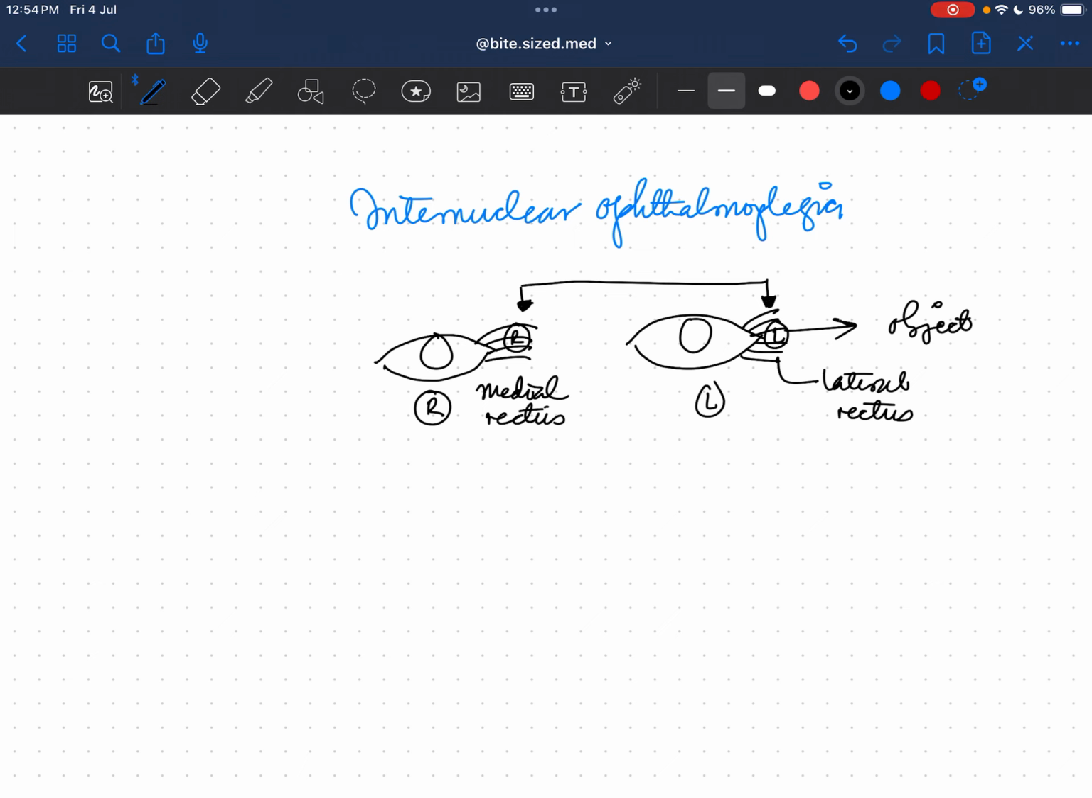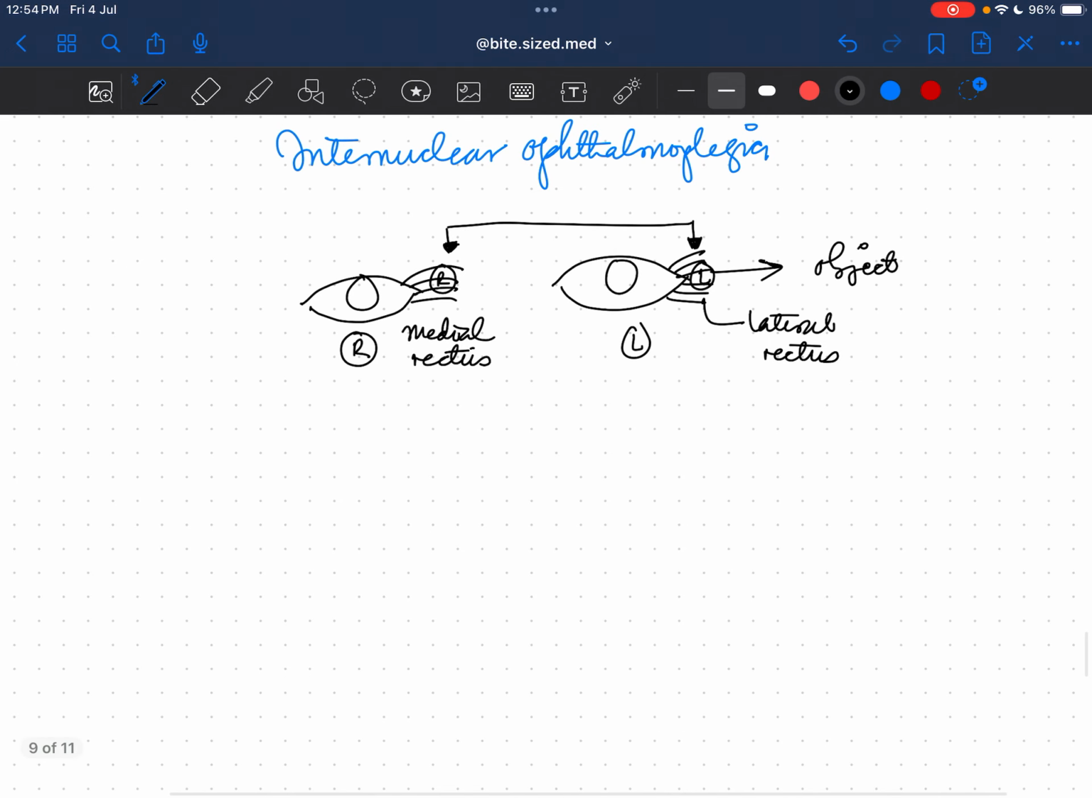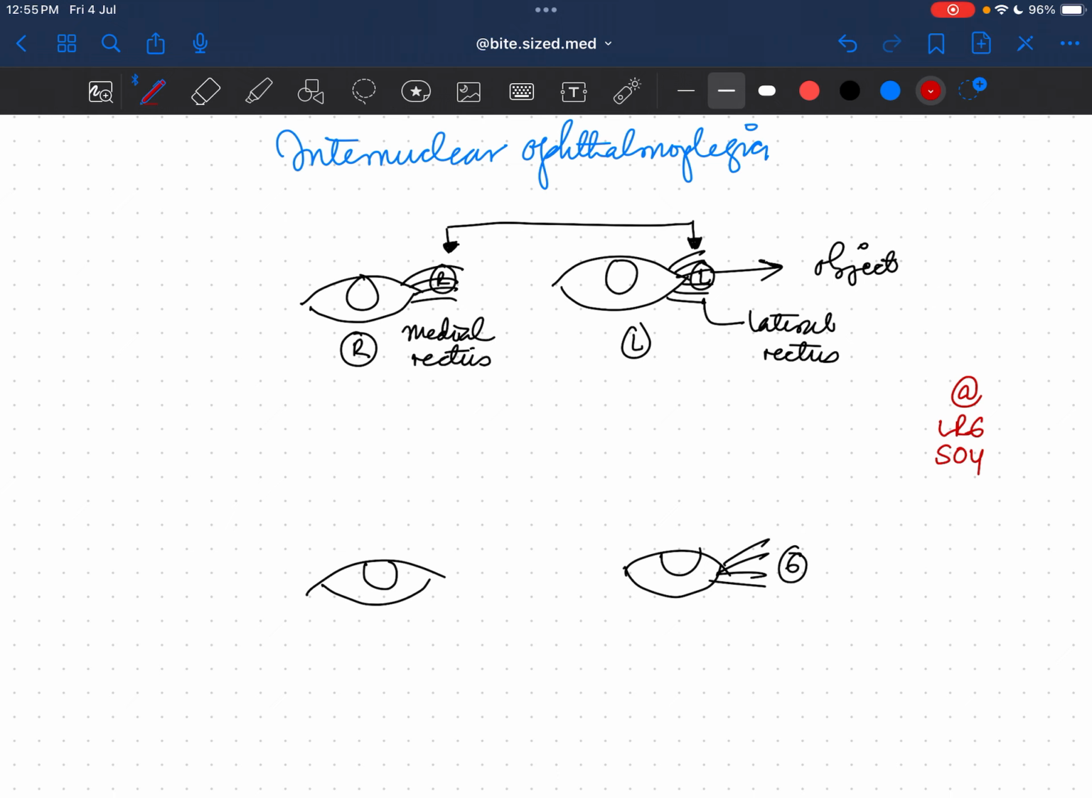Now this seemingly simple thing that happens in our eyes is actually mediated by a complex pathway. Now let us look at that pathway. We know that the nerve supply of the lateral rectus muscle is the sixth cranial nerve. Just a quick reminder, we know the mnemonic LR6SO4. The lateral rectus muscle is supplied by the sixth cranial nerve, the superior oblique by the fourth cranial nerve, and the remaining extraocular muscles are supplied by the third cranial nerve. So based on this mnemonic, the medial rectus muscle is supplied by the third cranial nerve.